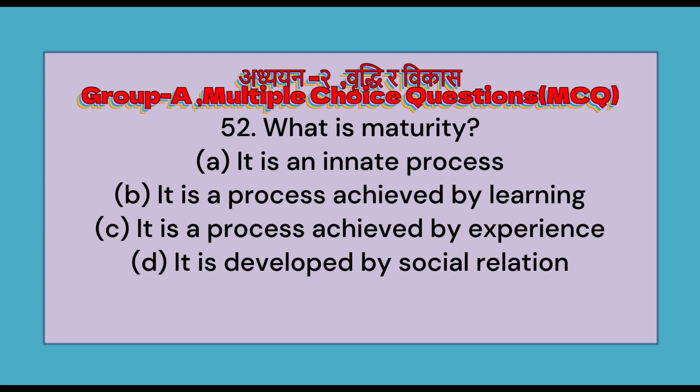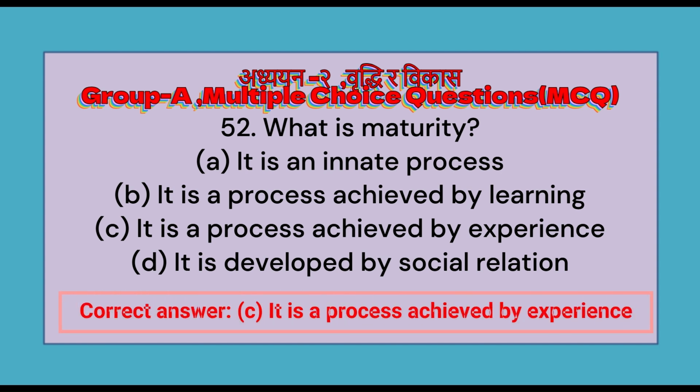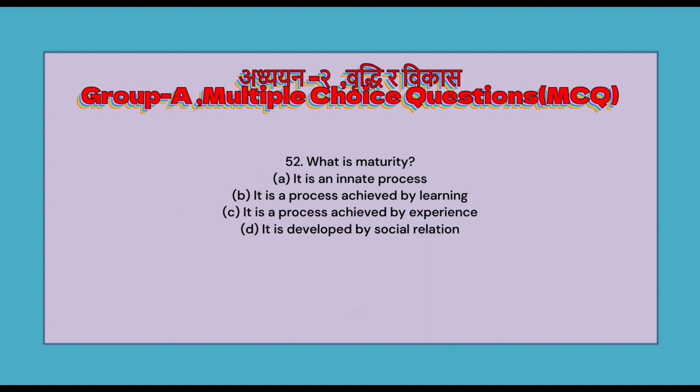52. What is maturity? A. It is an innate process. B. It is a process achieved by learning. C. It is a process achieved by experience. D. It is developed by social relation. Correct answer: C. It is a process achieved by experience.